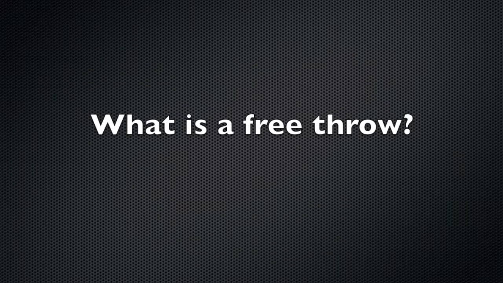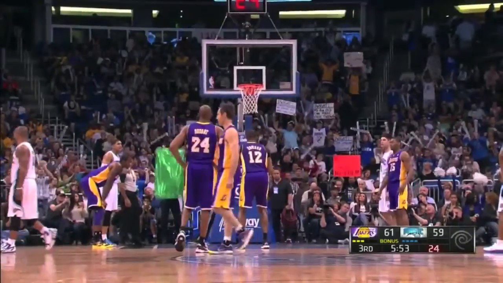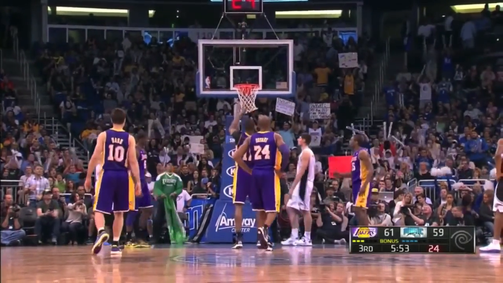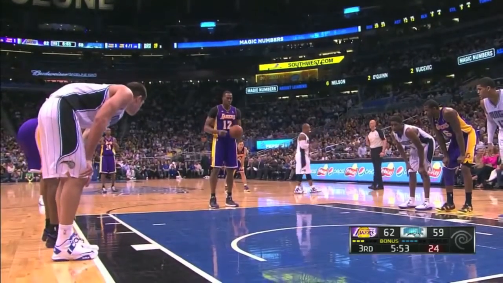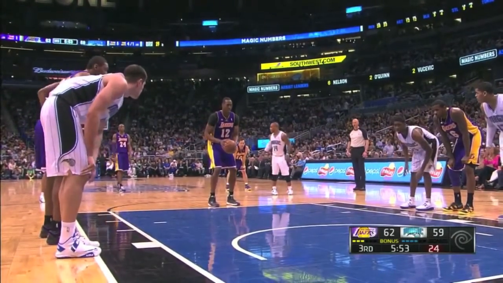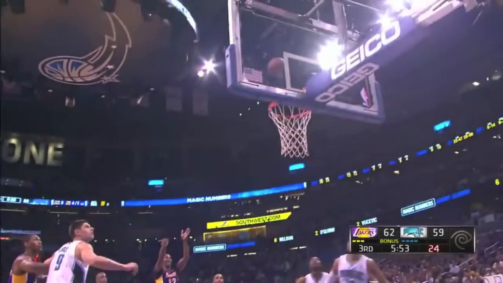What is a free throw? In basketball, free throws or foul shots are unopposed attempts to score points from a restricted area on the court, the free throw line. They are generally awarded after a foul on the shooter by the opposing team. If the free throw is successful, it's worth 1 point.